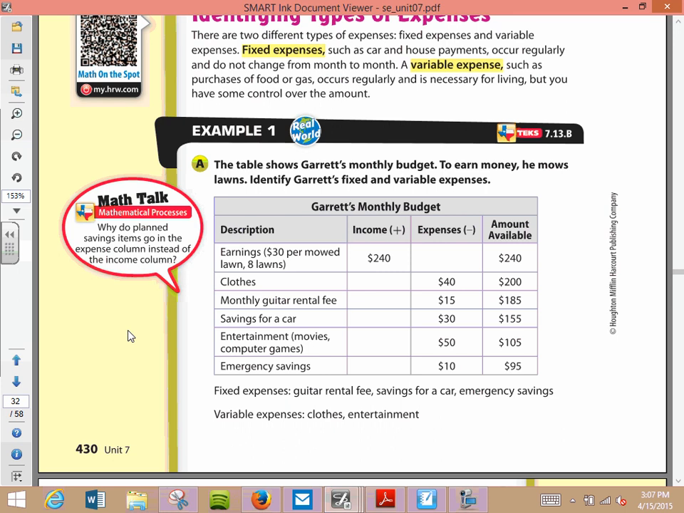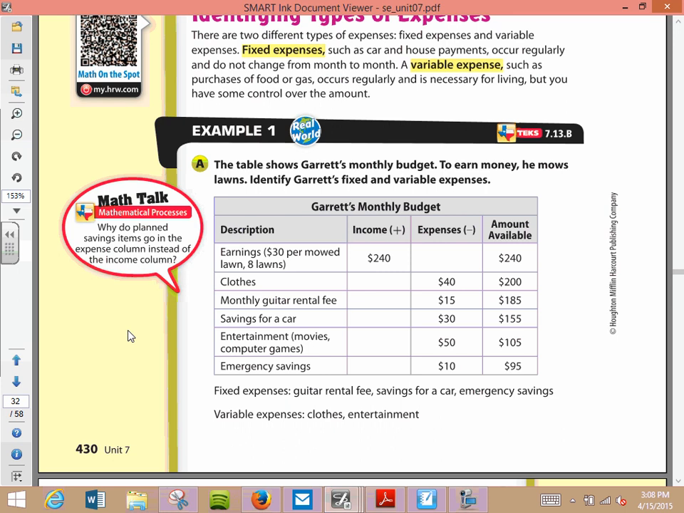What about saving for a car? You will say variable because you can add different amounts of money, but in this context, in the book, when you talk about savings, it's planned savings. So you put the same amount every single time. When you see the word saving, they're talking about the same amount. So in this situation, the car will be fixed.